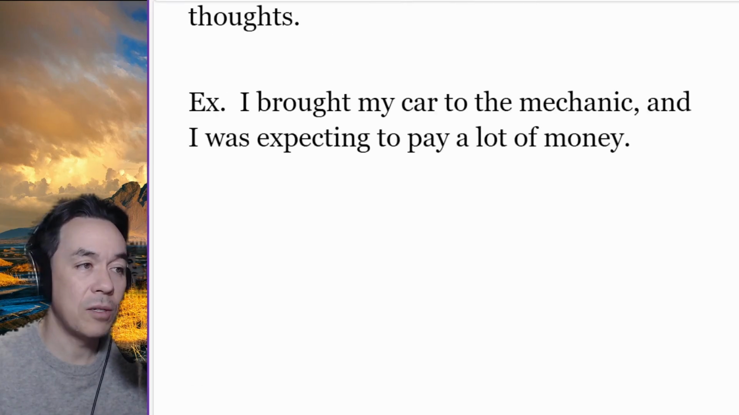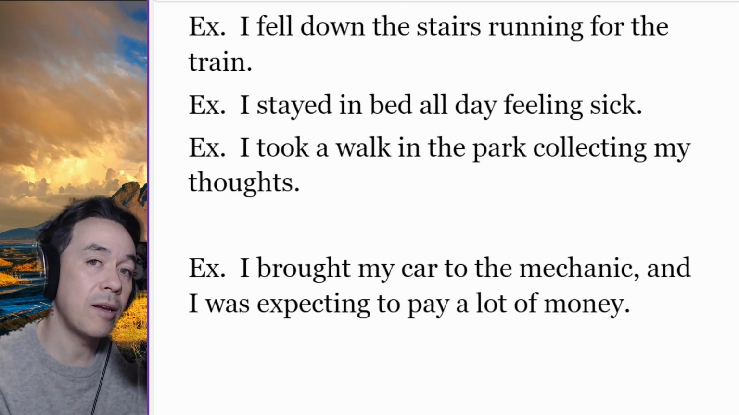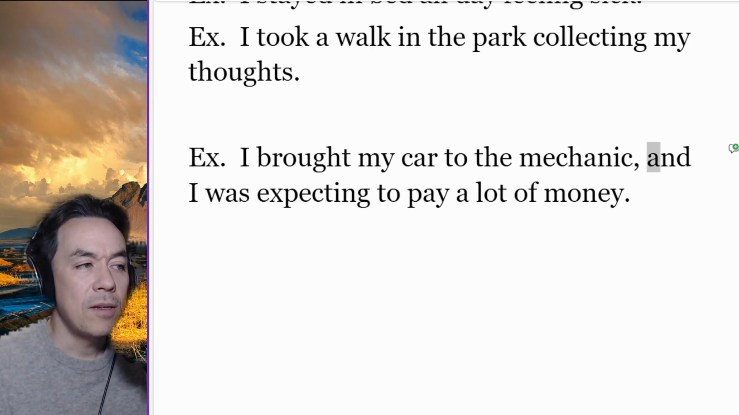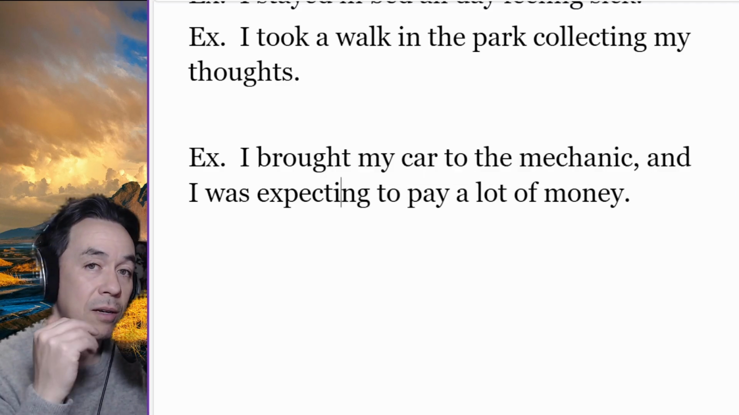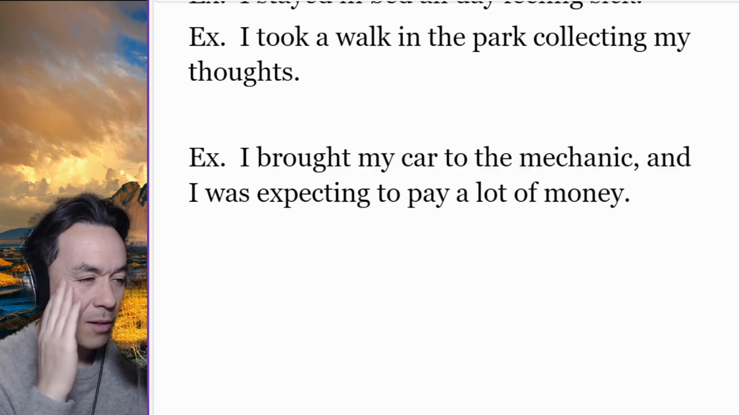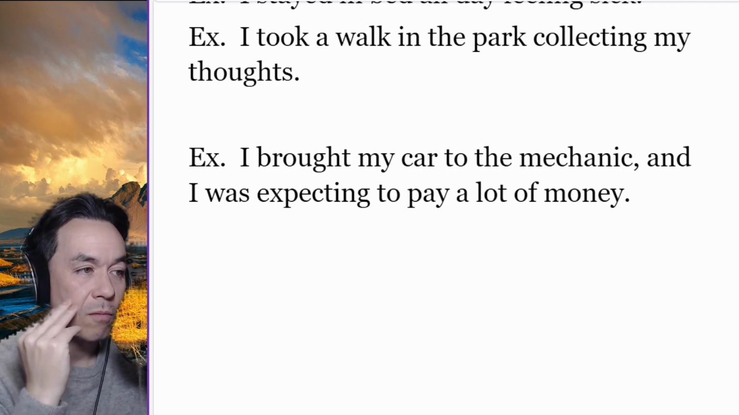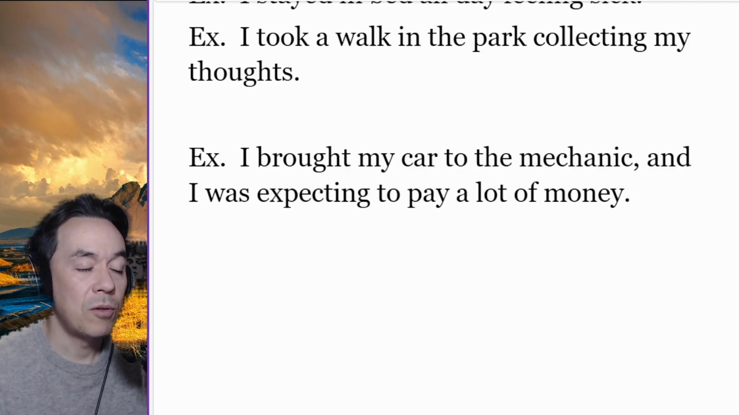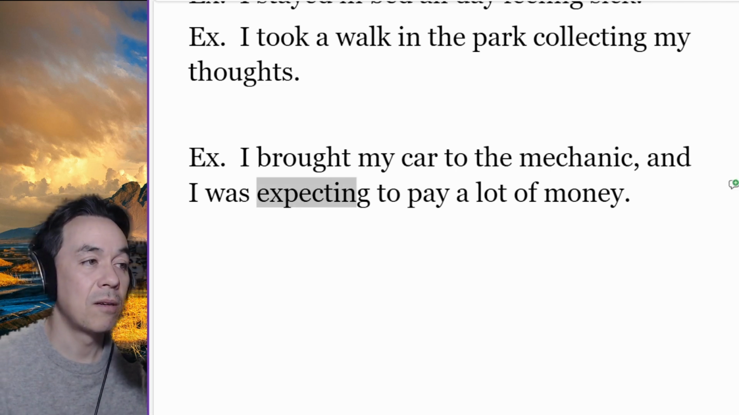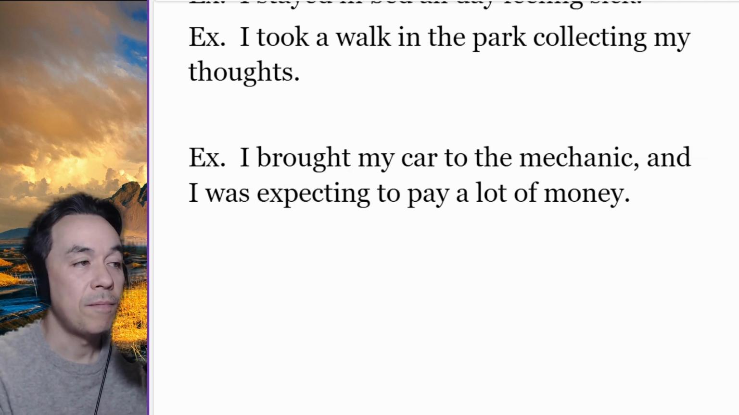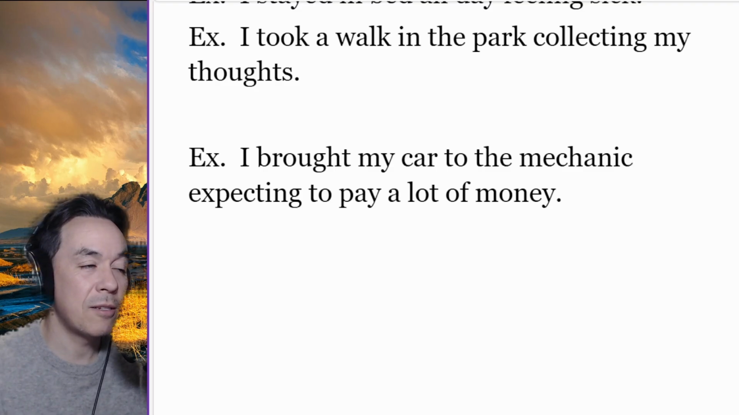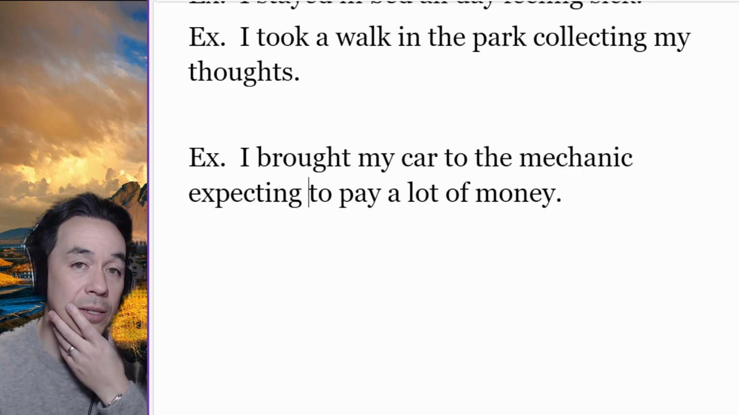connectors. Okay, which in my lessons are and, but, so, because. So this one too, here's the ing verb, expecting. So that means, oh no, I'm in this thinking mode. Oh, I have to pay a lot of money. You could change it to I was worrying about, I was thinking about. I would say expecting. Okay, so we take this out. I brought my car to the mechanic expecting to pay a lot of money.